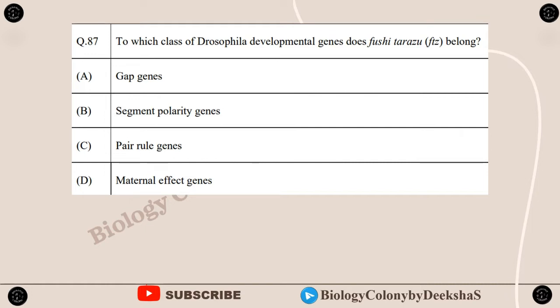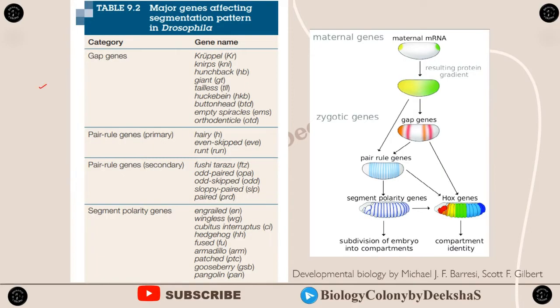So the next question is, to which class of Drosophila developmental genes does Fushi-Tarazu belong? Gap genes, segment polarity genes, pair rule genes, or maternal effect genes? Well, the answer is pair rule genes. This is a very important concept of Drosophila development biology. This is a table taken from Developmental Biology by Gilbert. It is a very important table. You have to remember these. As you can see here, Fushi-Tarazu is a pair rule gene, secondary pair rule gene. This is a very important flowchart.